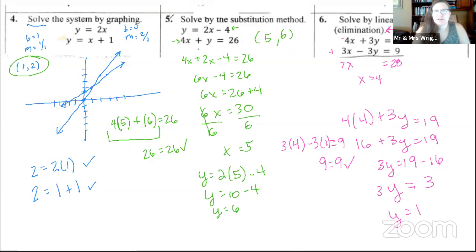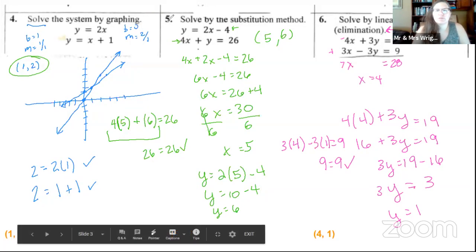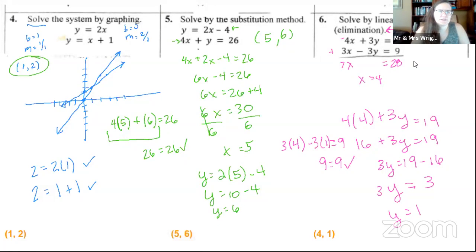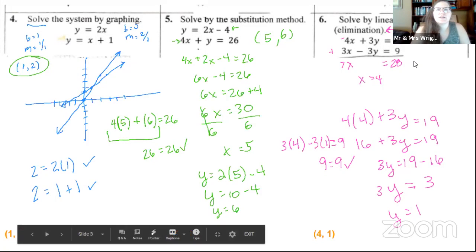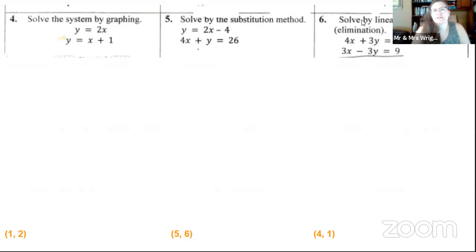So let's see here. 4, 1 and 4, 1. Then I have 5, 6 and 5, 6, and I have 1, 2 and 1, 2. So I got all 3 correct answers. Those orange answers were pulled from the answer key.